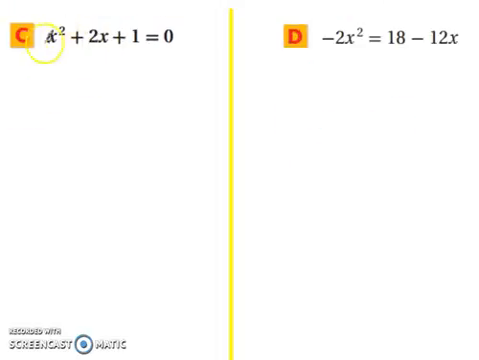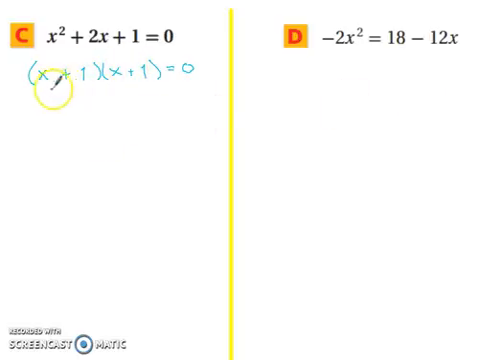So now let's try factoring c. We've got x squared plus 2x plus 1 equals 0. Everything is already to one side of the equation, so we can simply jump right to factoring. So we want two numbers that are going to multiply to give us 1, but add to give us positive 2. So we start with our x's, and 1 times 1 is going to give us 1, but when we add 1 and 1 together, we get a positive 2.